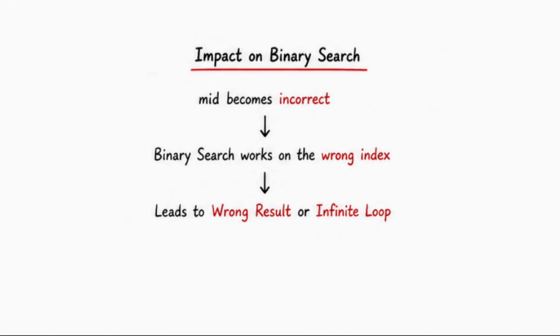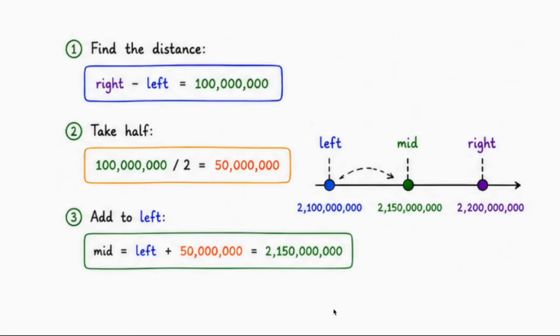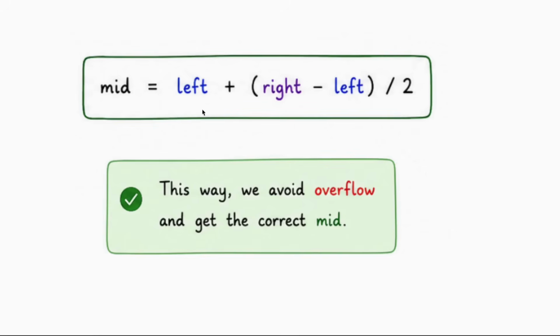What is the solution? How can we correct it? The alternative way is, instead of adding big numbers, we first find how far they are from each other. So instead of adding big numbers, first find the distance between them. Then take the middle of that distance. Instead of jumping from both sides, we start from left and move halfway towards right. So we can write it as left plus (right minus left) divided by 2. This way we can avoid overflow and get the correct result.